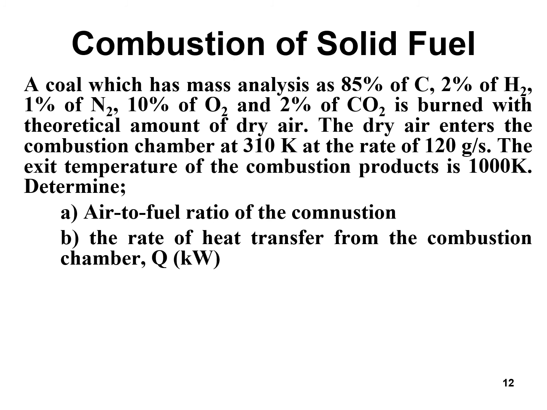So here it says it is a mass analysis, which is 85% of C, 2% of H2, and then 1% N2, 10% O2, and then 2% of CO2. Okay, so you have to calculate the combustion process at 120 gram per second, 310 Kelvin, with combustion product at 1000 Kelvin. So you need to find the air to fuel ratio, as well as the combustion product. And then you are also going to calculate the mass flow rate for the fuel.